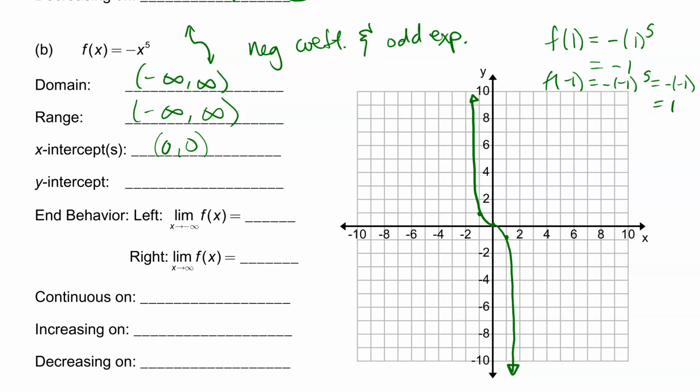Bradley, where does it touch the y-axis? 0, 0. Exactly. Let's see. Andrew Benson. End behavior as we go to the left side. What's happening to my y value? It goes to positive infinity.